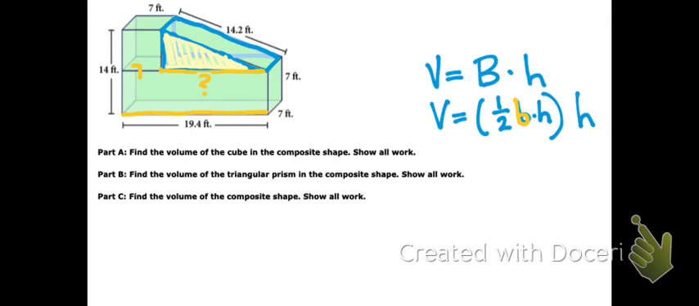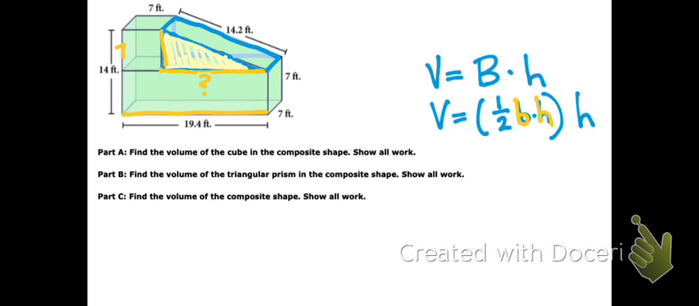Now also, what is the height of this triangle? Remember, the height of the cube is 7. Each of these lengths is the same. So if the height of the cube is 7, what is the height of our triangle? You want to put that here.